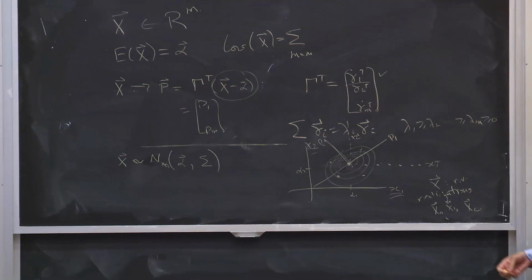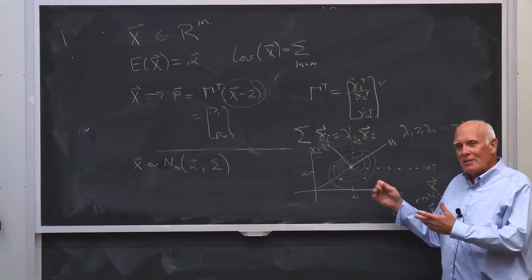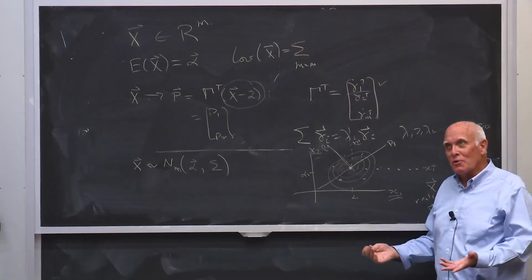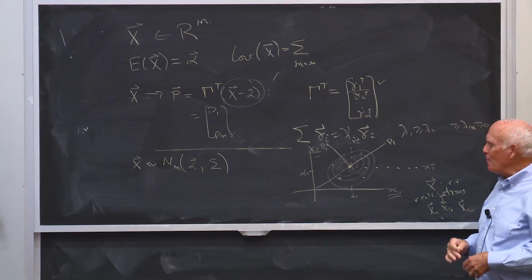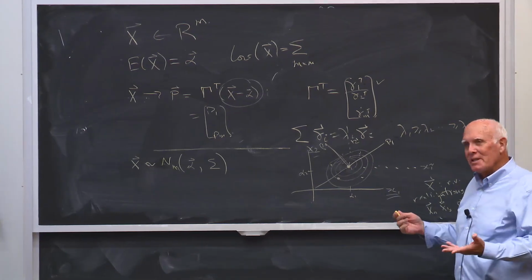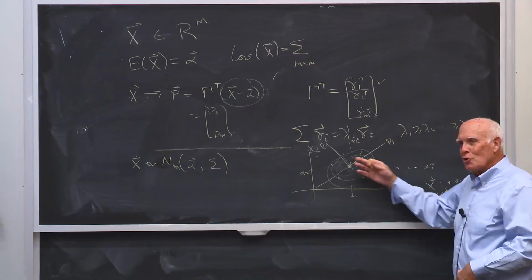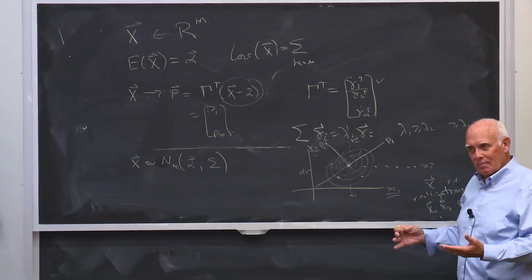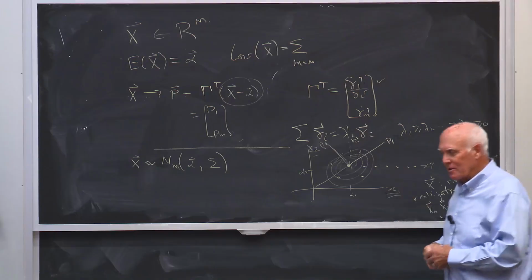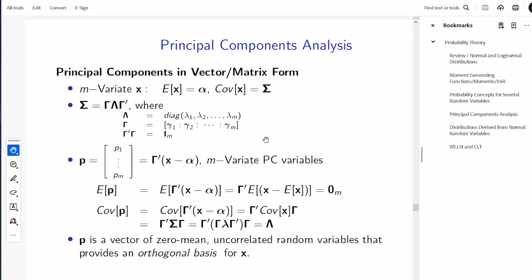And so principal components allows us just to view the data in a way that hasn't transformed the data in an unusual way. Basically, the configuration of points is the same before and after the construction of these PC variables.